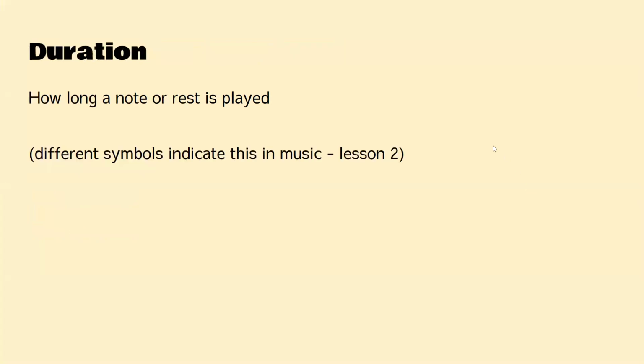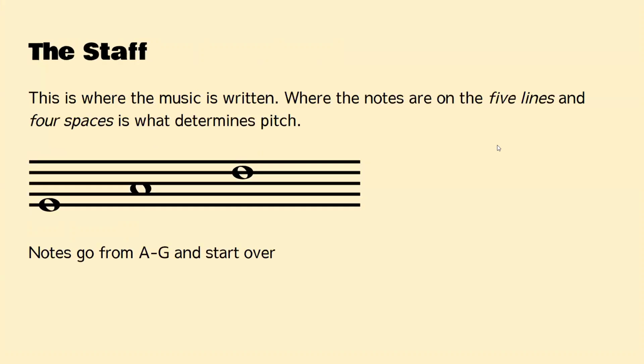Duration is how long a note or a rest is played, and there are different kinds. If you've read sheet music, you know that there are different kinds of notes: whole note, half note, quarter note, to show you what the duration should be. But we're not going to talk about the specifics yet.